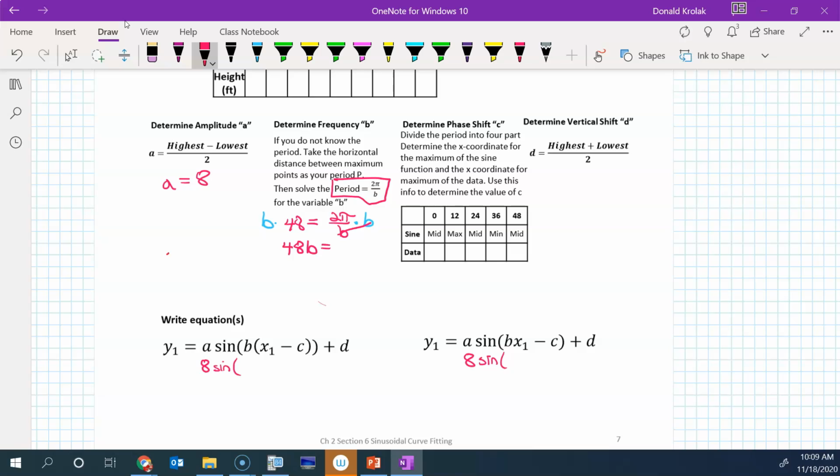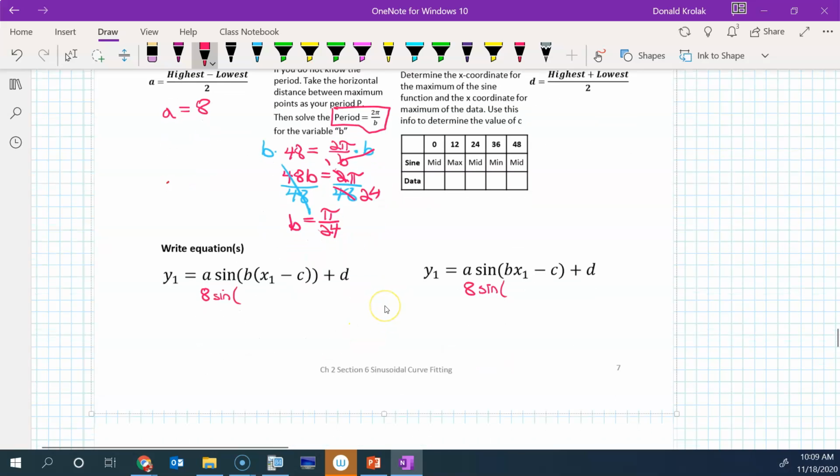48B equals 2 pi and divide by 48. All right, and we get B is pi over 24. Okay, so I can put that right here.